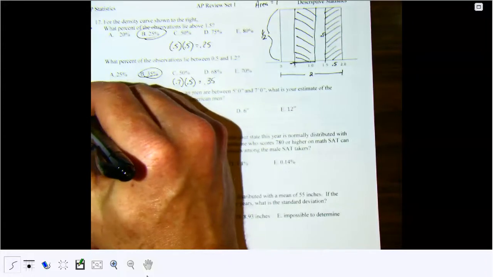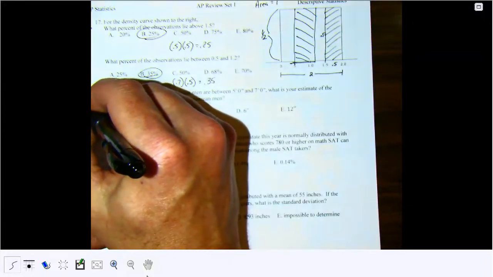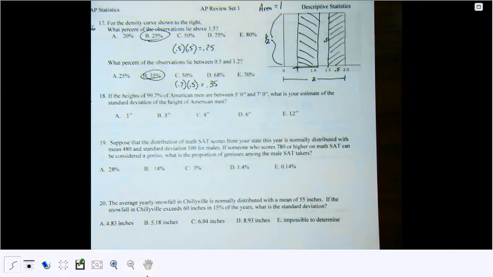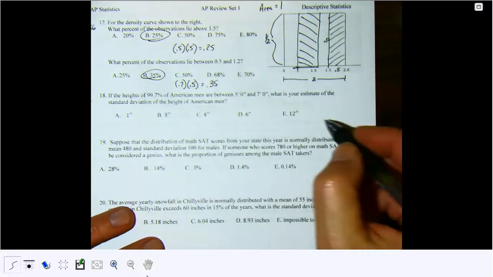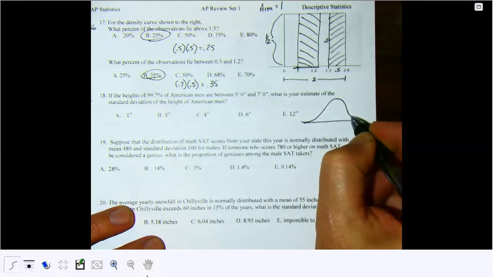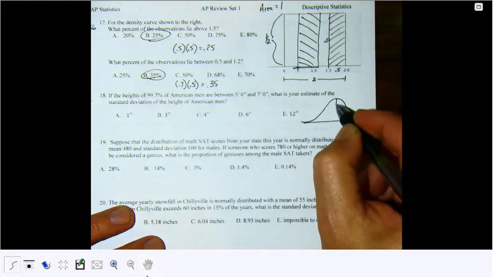29, 25. If the standard heights of 99.7% of Americans are between 5 and 7, what is your estimate of the standard deviation of the height of American male? So we didn't hit this earlier when we probably could have or should have, but let's review our empirical rule real fast.